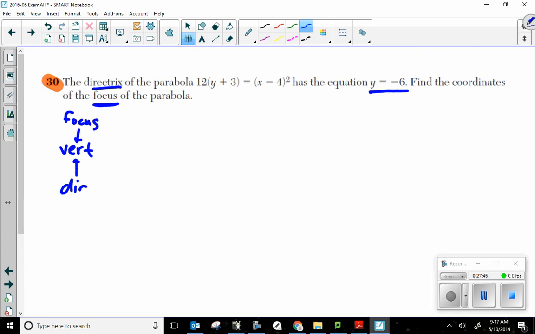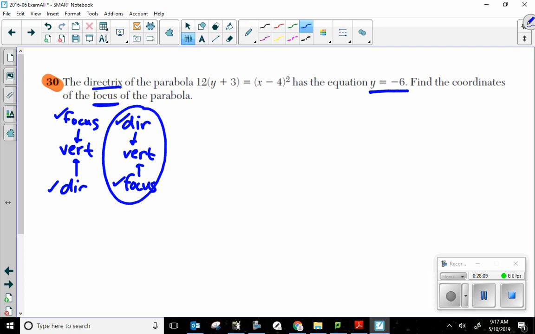Now, maybe the directrix is above the vertex and the focus is below. That can happen. But it doesn't matter if the focus is above or the directrix is above, or the directrix is below or the focus is below. The vertex is always in between. So I have the directrix. They want me to find the focus. So if I can find the vertex, this becomes a really easy problem.